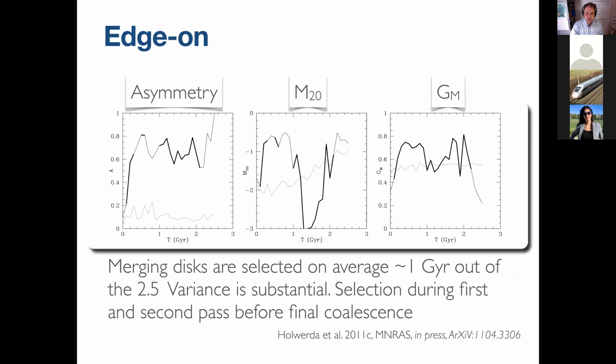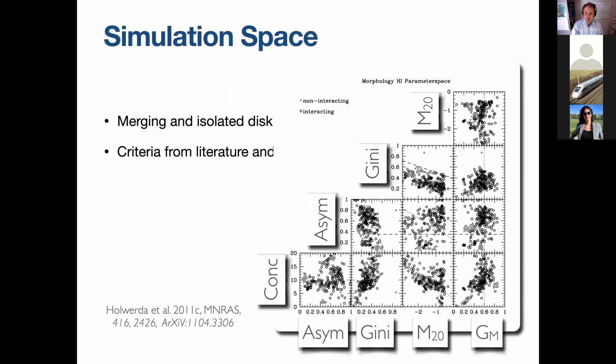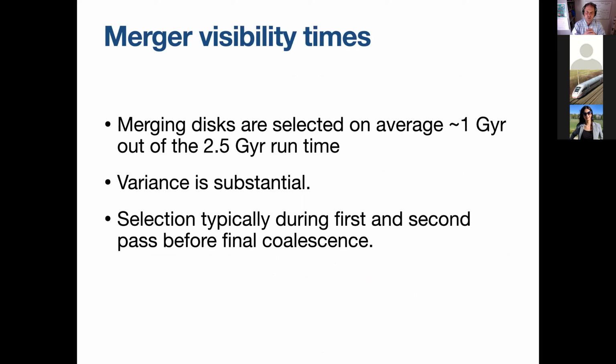And so the selection of first and second pass, that's pretty much what Jennifer Lotz found: that's when you really see these morphology changes. Then you really see that it's a merger. So in simulated space, you still find you do select them for a certain amount of the time, and various criteria seem to work for these different morphometric spaces.